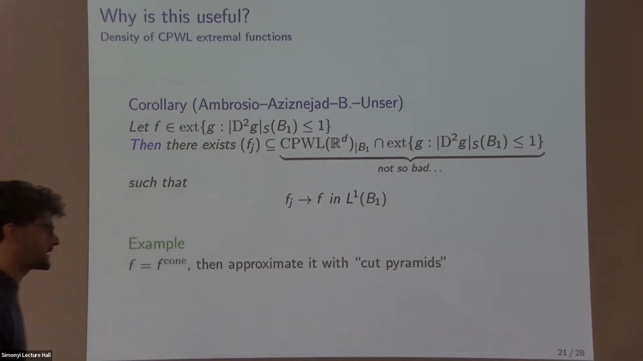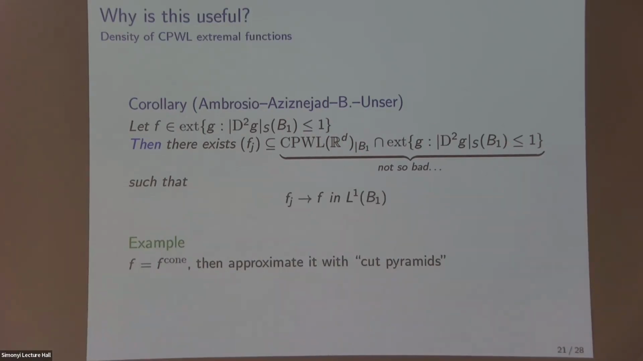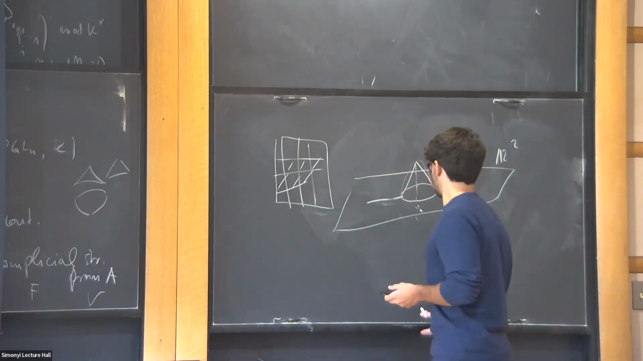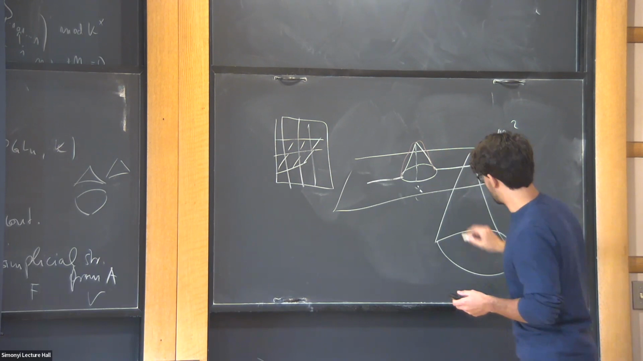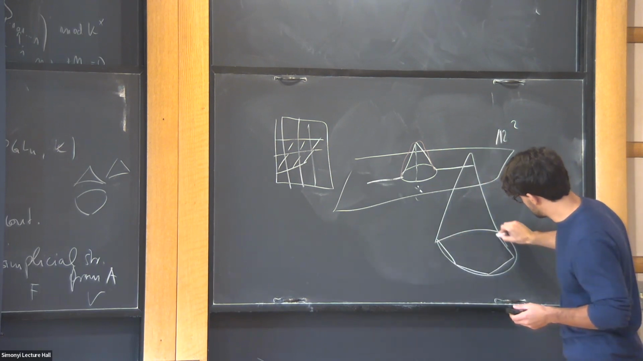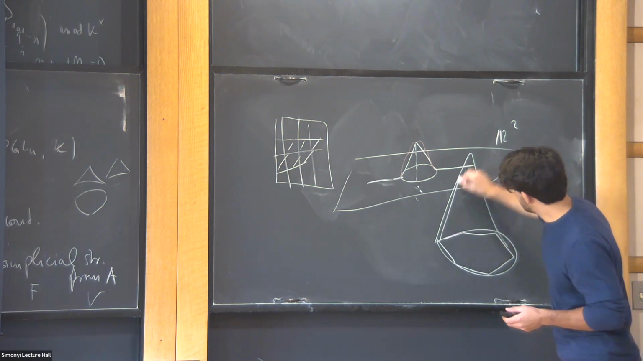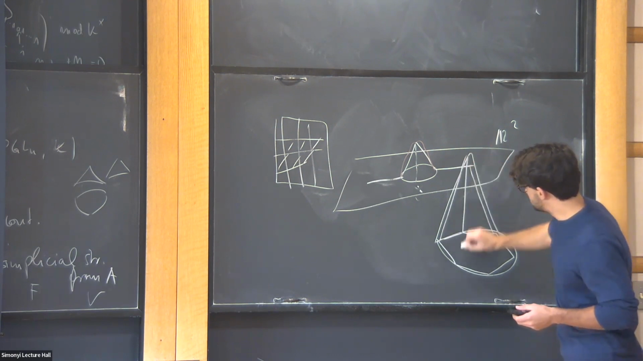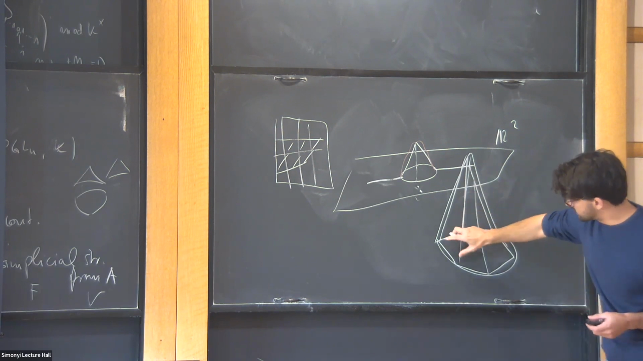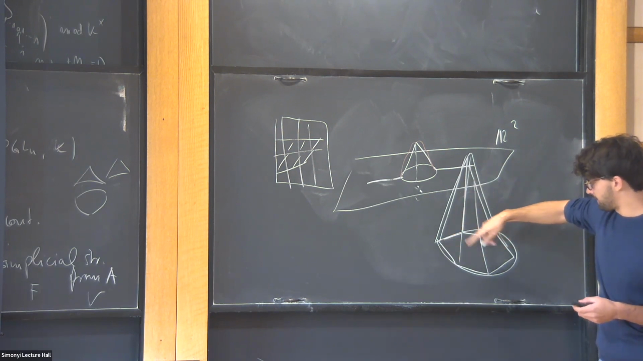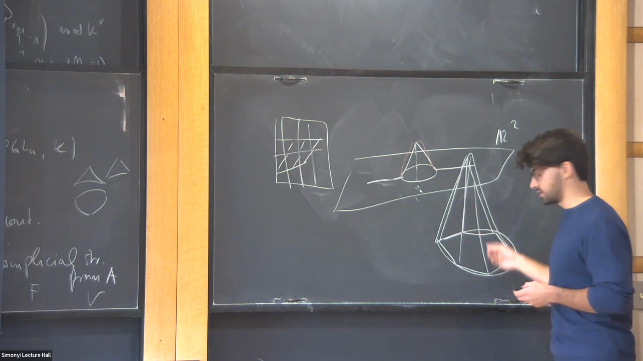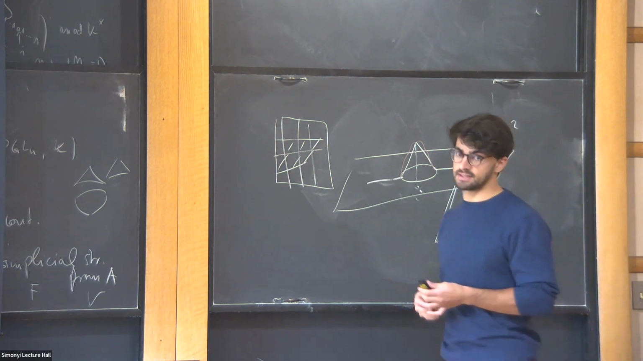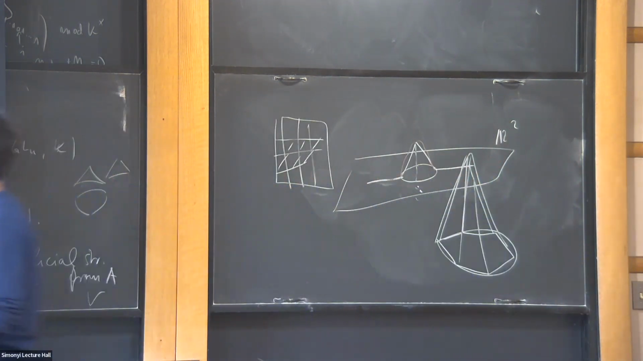And okay, just a simple example, again with the CatCon. As I told you, the CatCon is extremal. So what you do, if you have this, you want to approximate it, so you can do like this. And then you will have pyramids. And these pyramids, when you let this size go to zero, so you take pyramids with bigger and bigger number of sides, will converge in energy. And you can see that these are extremal because for extremal points that are CPWL, it's manageable.